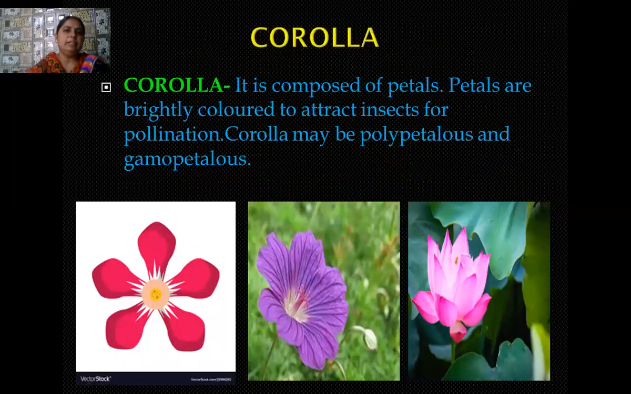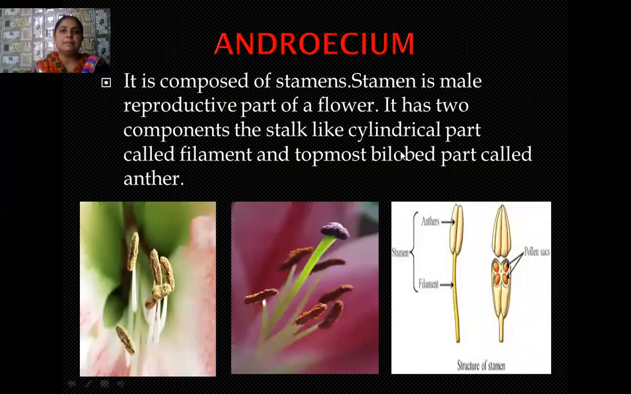Okay, the next floral whorl is known as corolla. What is corolla? Corolla is the second floral whorl, and it is composed of petals. Petals are the colored floral appendages. These petals are brightly colored. Why are they brightly colored? Because they have to attract the insects for the purpose of pollination. So these corollas may be polypetalous or gamopetalous. Polypetalous means all the petals are free, and if the petals are fused, then the condition is known as gamopetalous.